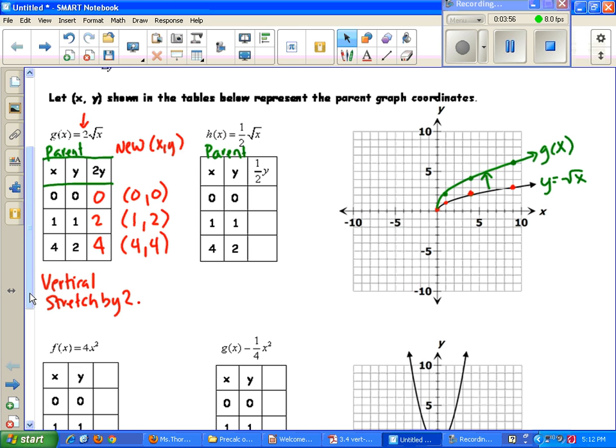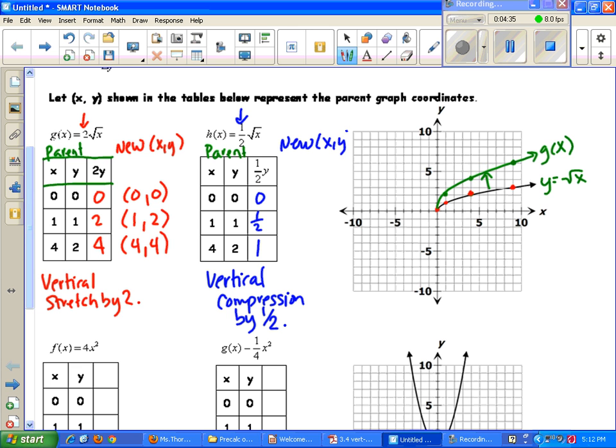For the next graph, our parent graph values are again 0, 0, 1, 1, 4, 2. If I look at this value here, it's in between 0 and 1. Because it's a fraction, this is going to be a vertical compression by a factor of 1/2. So now I can take my y values from my parent function and multiply them all by 1/2. 1/2 times 0 would give me 0, this would be 1/2, and 1/2 times 2 would be 1. So the new x and y coordinates for your transformed graph would be 0, 0, 1, 1/2, and 4, 1.